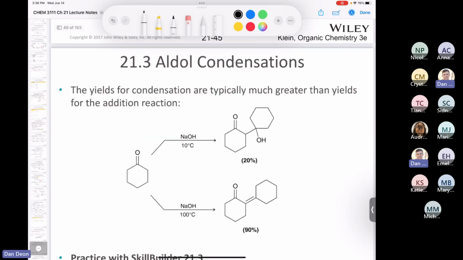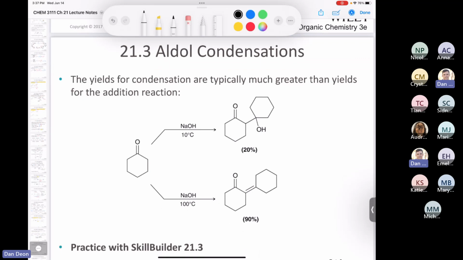Now, the yields for condensation reactions are usually much better than the yields of addition. You can see here that if we try cyclohexanone, we do an aldol addition. So again, this is aldol addition. We form the aldol product. But if we do an aldol condensation, we actually get a 90% yield versus a 20% yield. So a huge difference here.